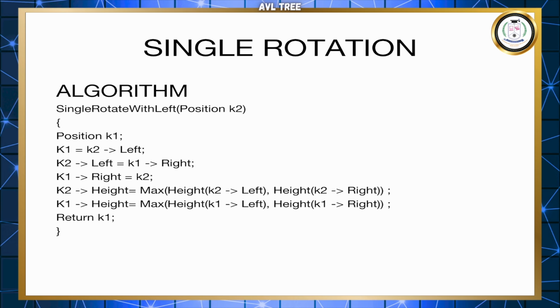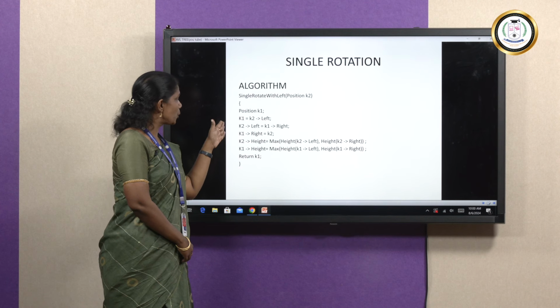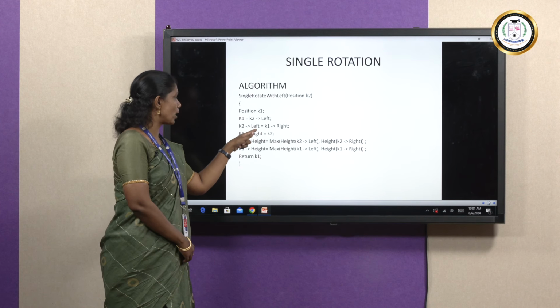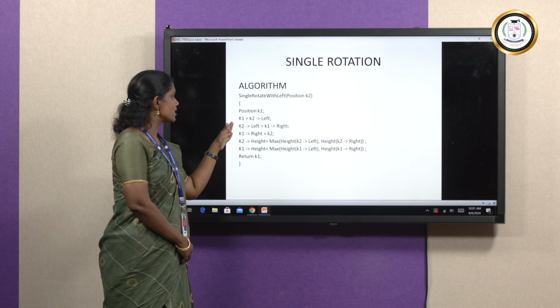Then we see the algorithm for the single rotation. So this is the algorithm for single rotation. Initially K1 is the left child of K2, then the right child of K1 is moved to the left child of K2, and the left child of K2 is moved to the right child of K1. Then the right child of K1 is K2.